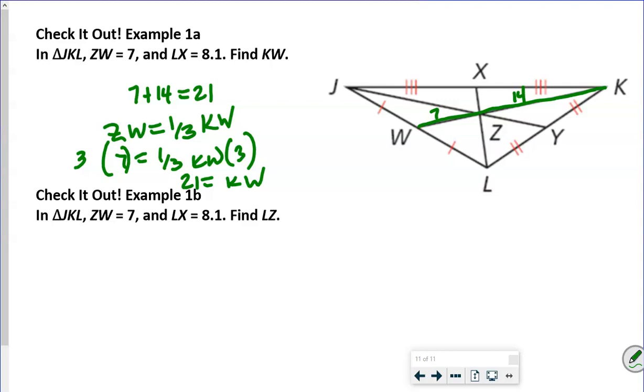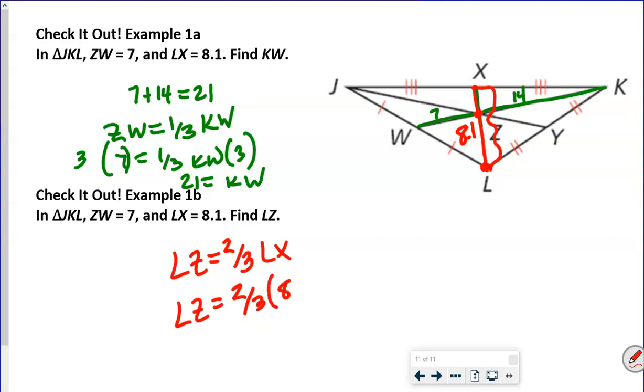All right, the next one says LX is 8.1, okay? So LX, that's the whole length, y'all. Let's do this in a different color. LX is 8.1, the whole thing, y'all. The whole thing is 8.1, okay? And then it says to find LZ. So LZ is from the vertex to the center. So we know that LZ is equal to 2/3 of what? LX, right? So LZ is equal to 2/3 of 8.1, okay?